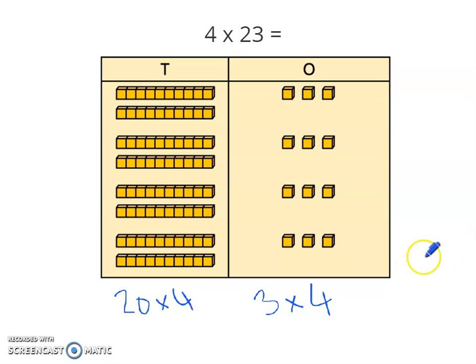So looking at this idea of always starting with our smallest value, so 3 times 4 gives us an answer of 12. 20 times 4 gives me 2 times 4, which is 8. 2 1s times 4 is 8 1s. 2 10s times 4 gives me 8 10s. So 20 times 4 gives me 80. So now I have the number sentence 80 plus 12. And again, I can do that regrouping.